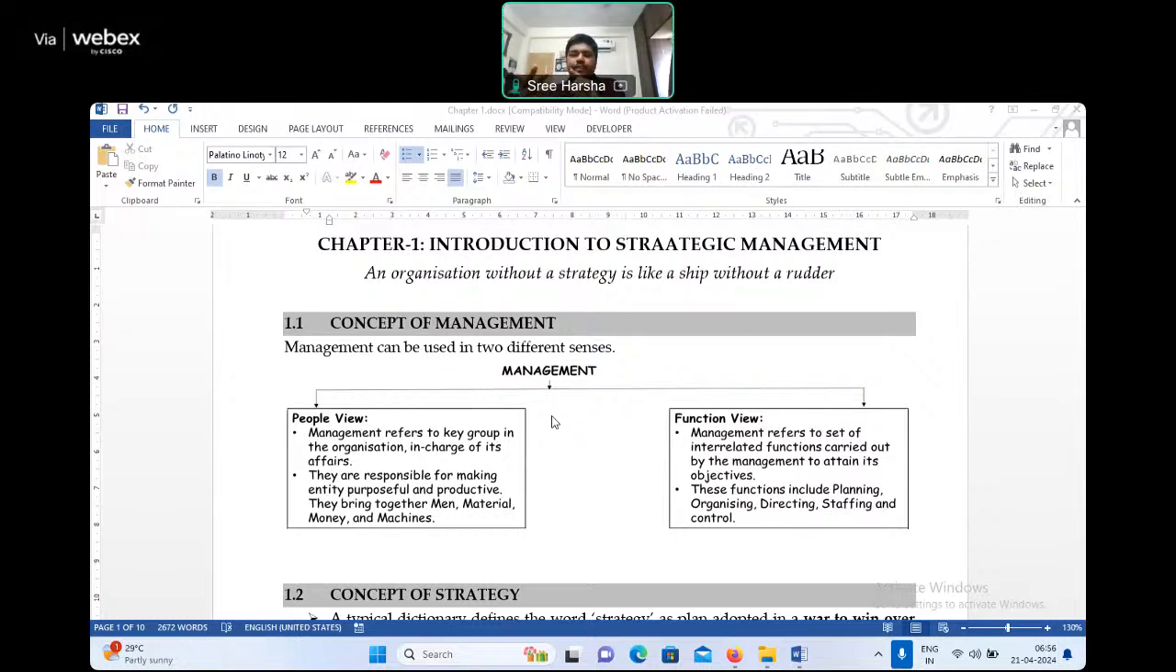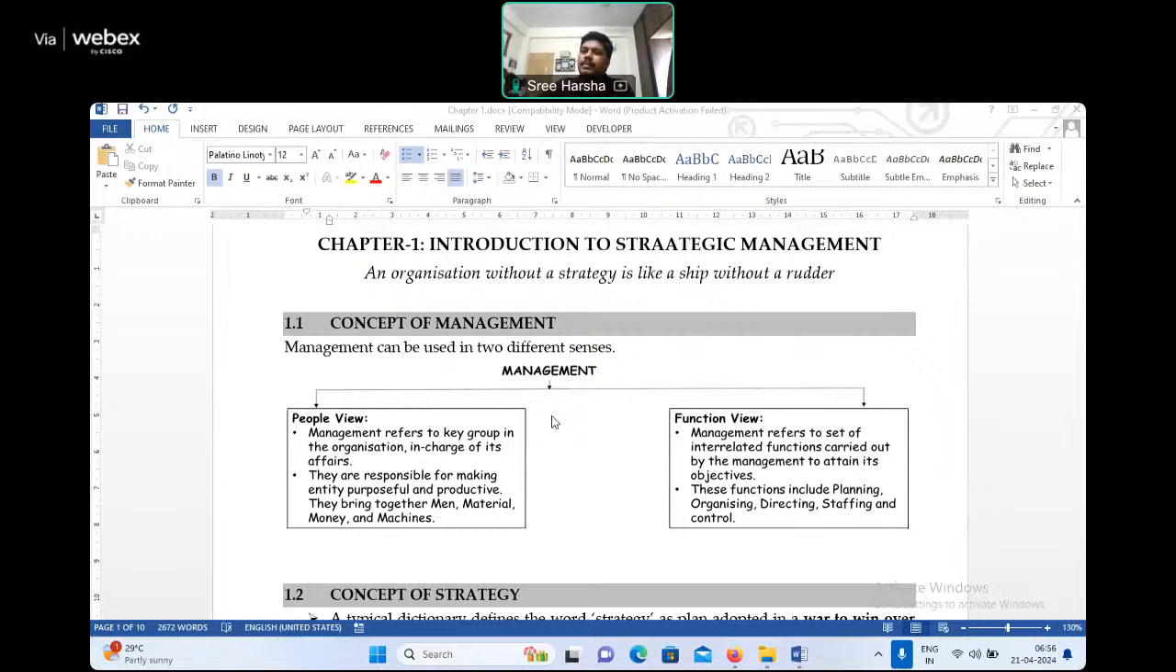Then there are definitions of vision, mission, strategic intent, goals, objectives. These are the main topics which we will be covering in chapter number 1. If we cover all these definitions and understand the intricacies between them, chapter number 1 will be completed. I'll take roughly 1 hour to 1 hour 15 minutes to complete chapter number 1. And our objective for today's session is approximately 2.5 to 3 hours.